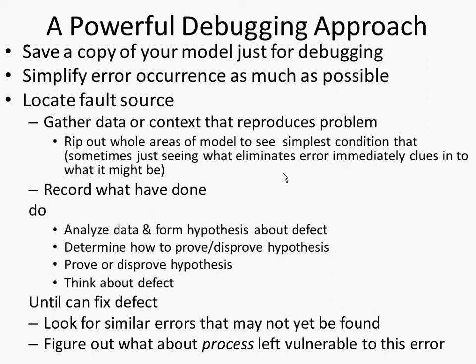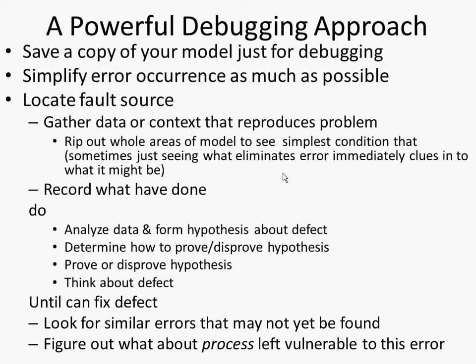We are going to simplify the error occurrence as much as possible. If you can, early on, you could even rip out pieces of the model, get rid of a bunch of things that you think are unlikely to be contributing to this error. The idea here would be to throw away pieces that you think are unlikely to be contributing to it, to narrow down the set of things that may be contributing to that error.